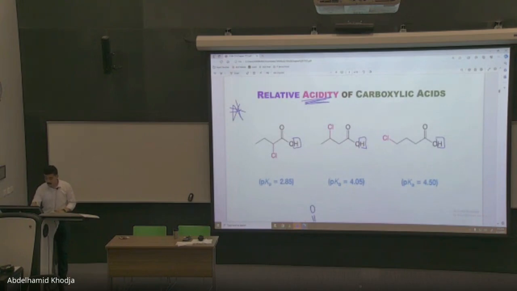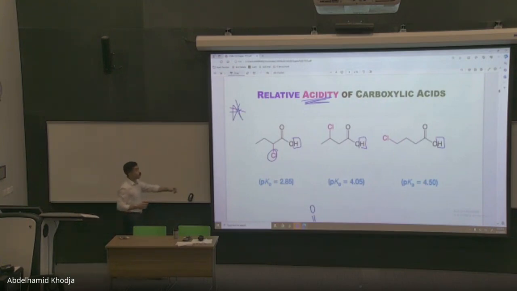So in this example, and the one he gave us in our exam was very similar to this, he basically told us, you're given the following carboxylic acids. The only difference is that you have chlorine being moved at different positions along the carbon chain. We know that chlorine is a what? Chlorine is a halogen, okay? It pulls electrons. So, let's do some thinking here.